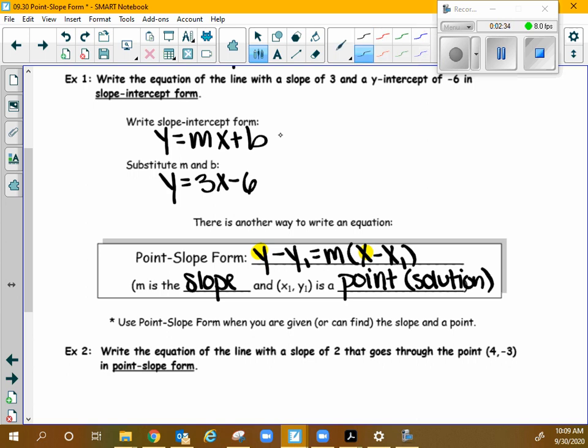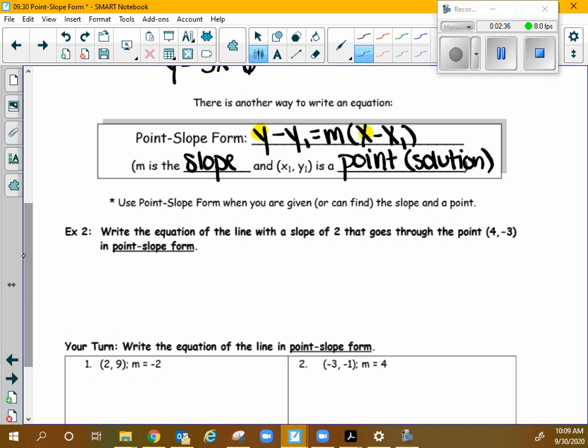So, write the equation of a line with a slope of 2 that goes through the point (4, -3). I've been given the slope and a point. We've been doing these problems and putting them in slope-intercept form, but let's put it in point slope form. If I have y minus y1 equals m times x minus x1, looking at the statement, what's the first thing that you know to replace? Oh, the slope, m. What is my slope?